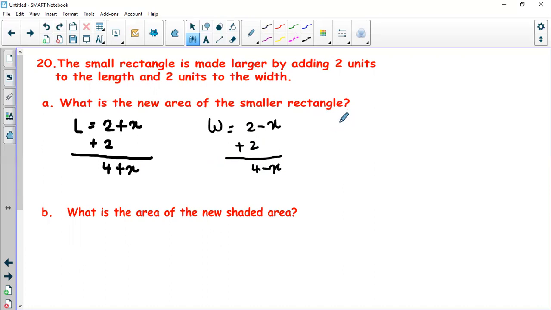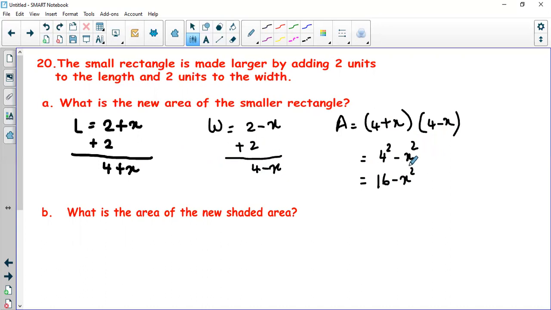So the area of the new smaller rectangle is length multiplied by the width. So that will be 4 square minus x square, which is going to give you 16 minus x square. Because you have to use the formula a plus b times a minus b, which is equal to a square minus b square. So it's going to be 16 minus x square.